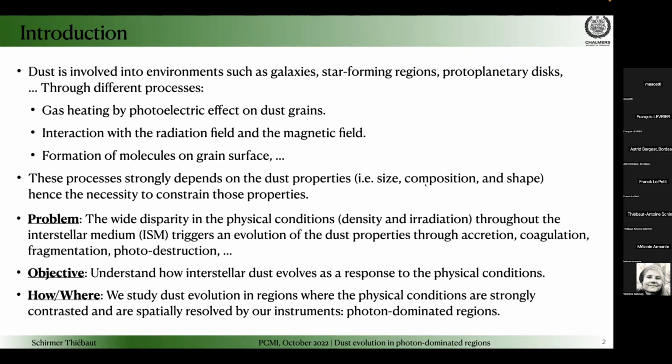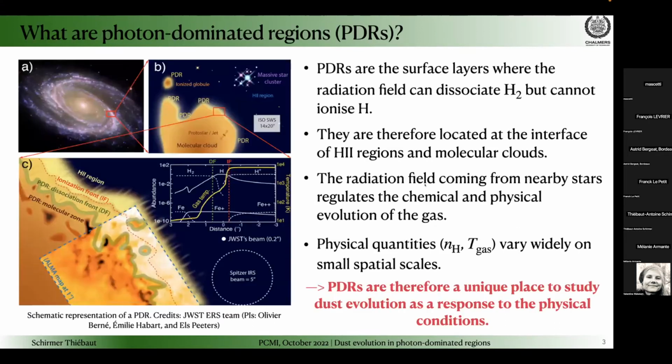The problem is that in the universe, there is a wide disparity in the physical conditions that triggers an evolution of the dust properties through phenomena such as accretion, coagulation, fragmentation, photodestruction, and so on. So one of the main objectives of this work was to understand how interstellar dust evolves as a response to the physical conditions. And to this purpose, we're looking into regions where the physical conditions are strongly contrasted and are spatially resolved. And these regions are photo-dominated regions.